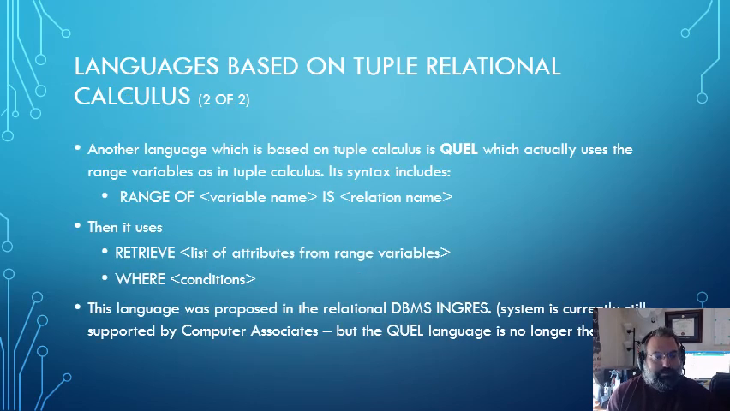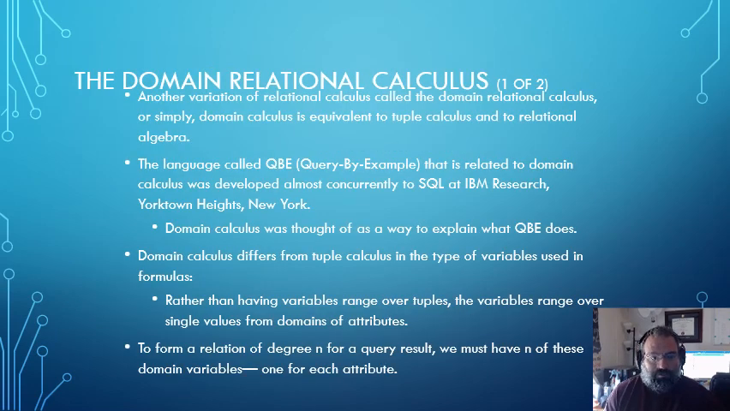Another language which is based on tuple calculus is QUEL, which actually uses range variables as in tuple calculus. Its syntax includes range of, is, and then it uses retrieve and where. This language was proposed in the relational DBMS Ingres. The system is currently still supported by Computer Associates, but the QUEL language is no longer there.